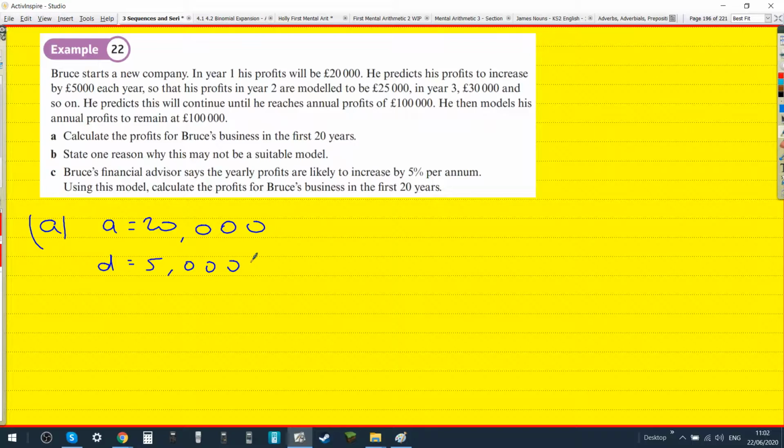Is this like the n over 2 formula? Yeah, so n over 2 and then 2a plus n minus 1 d. And n will be the 20? Will n be just 20? Yeah. Okay, I'll put this into my calculator.